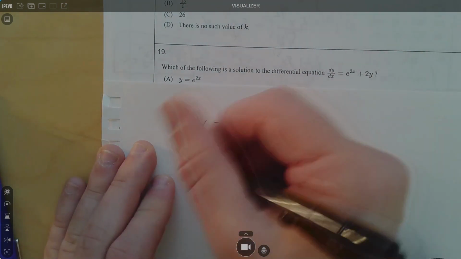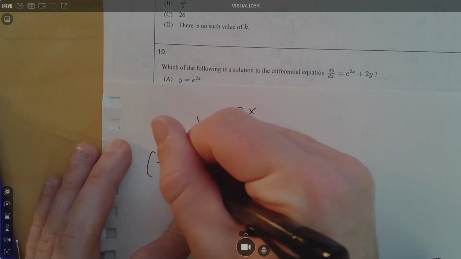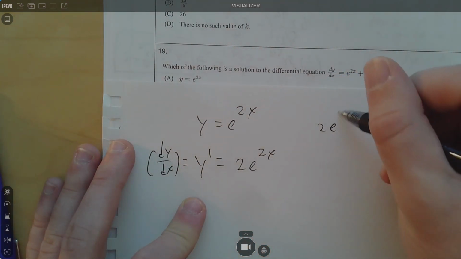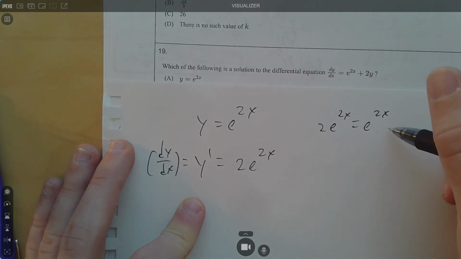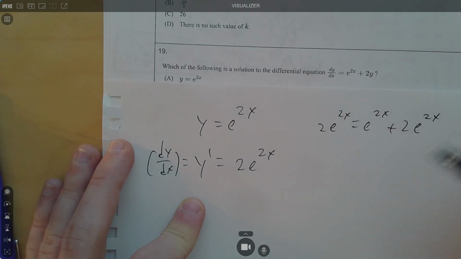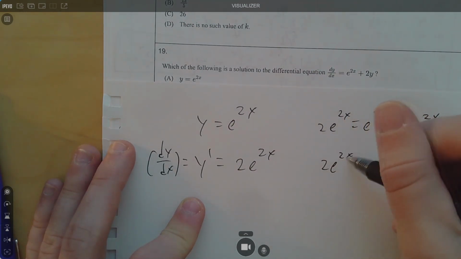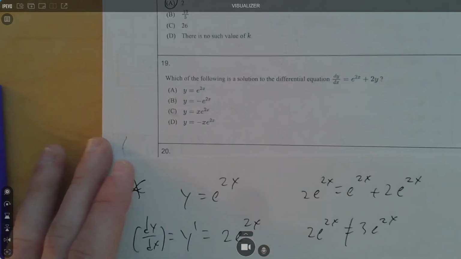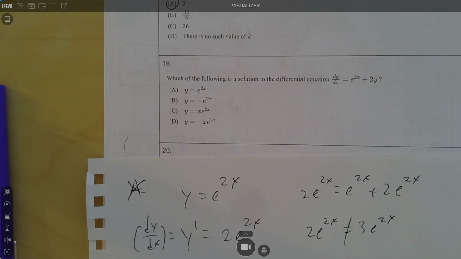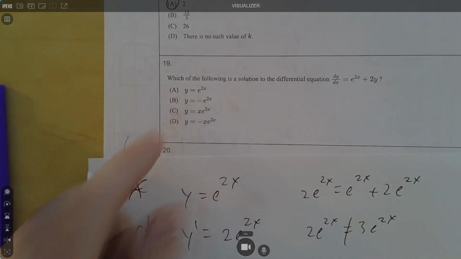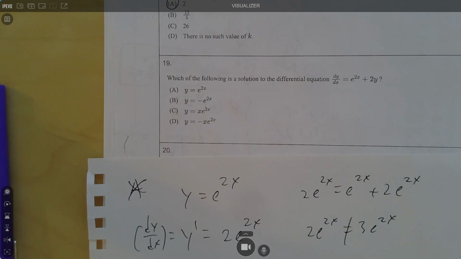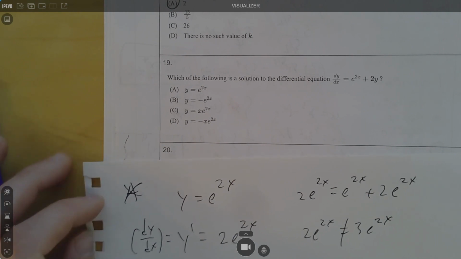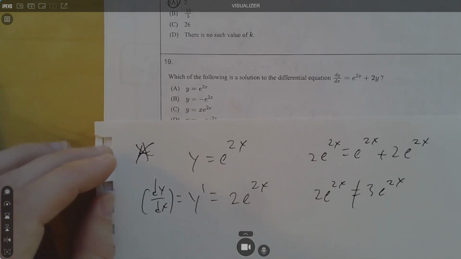So remember, this is just dy dx. It's the same thing. So it's going to be 2e to the 2x equals e to the 2x plus 2e to the 2x. That is not true, because you're going to get 2e to the 2x equals 3e to the 2x. So this is not true. No. So A is not it. B, I'm going to skip B because just because A didn't work, there's no reason that B should. So then I believe it's going to be either C or D. So let's test one of those. Let's try C.